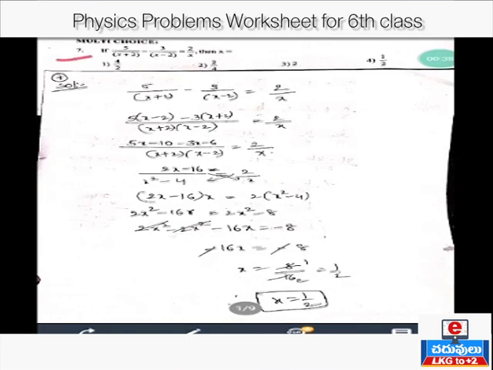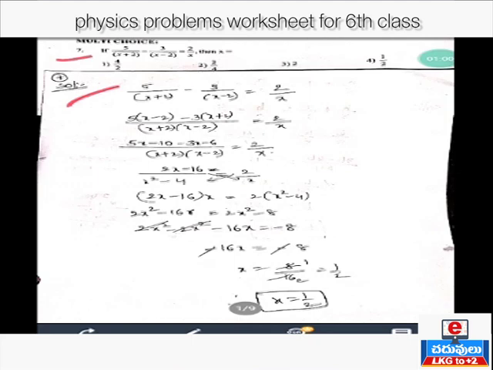If 5 by x plus 2 minus 3 by x minus 2 is equal to 2 by x, the given one is an equation. In that, what is the variable? Variable is nothing but an unknown value. In this problem, what is the variable? x is the variable. By using this equation, we can find the x value.